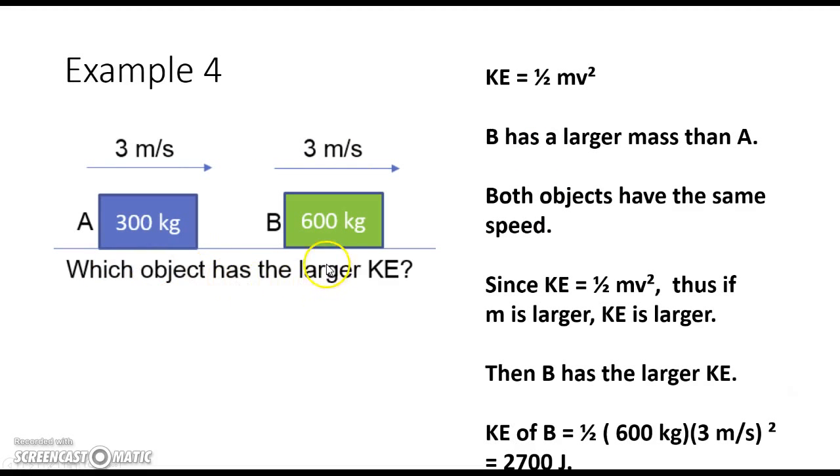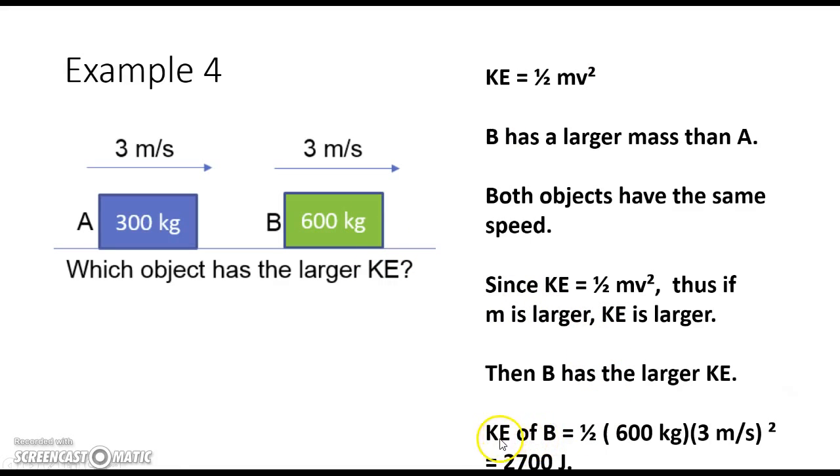Now here I have two objects. Which object has a larger kinetic energy? I notice that both have the same speed, but B has the larger mass. We can quickly argue that if v remains the same but m is larger, then KE must be larger. So if B has a larger m, that means B must have the larger kinetic energy.